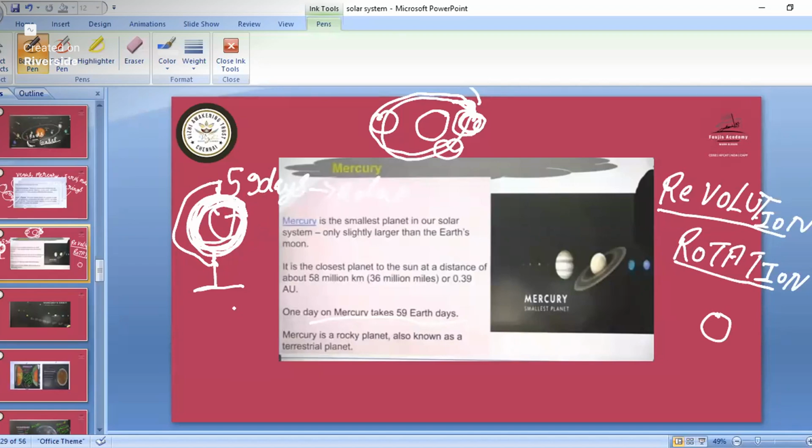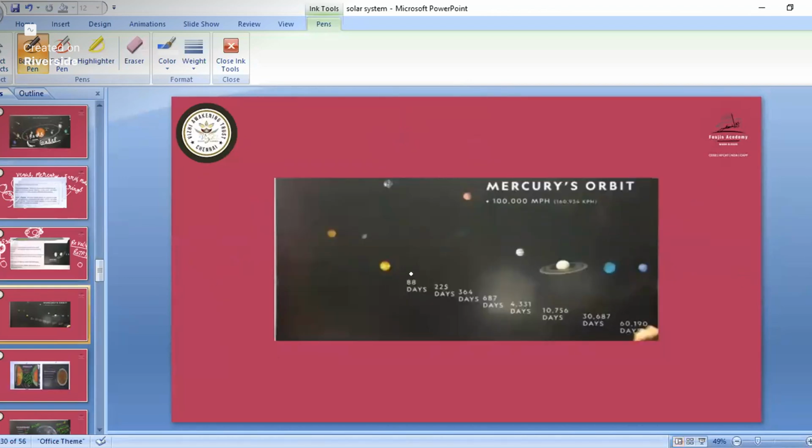But to revolve around the Sun, it takes about 88 days. So this is Mercury's revolution period, this is Venus, this is Earth, this is Mars, this is Jupiter, then we have Saturn, then Uranus, and this is Neptune. The revolution periods of all those planets are given here. The revolution period of Mercury is 88 days. Suppose this is the Sun; it revolves around the Sun in 88 days. After 88 days, it will come back to its original place, just like on Earth we have a year of 365 days.